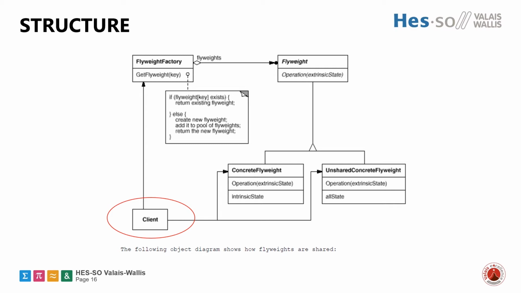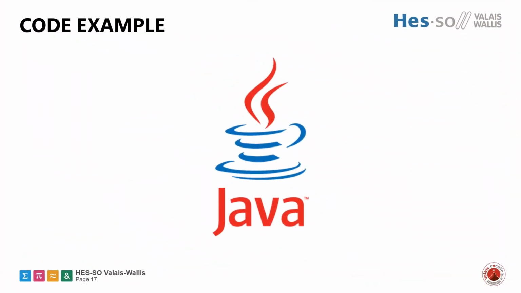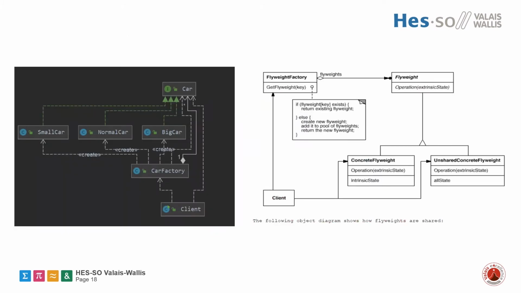Maybe it is a little bit confusing for you right now, but I hope you will better understand with the example of the code. So here, this is an example about a car factory, if we want.